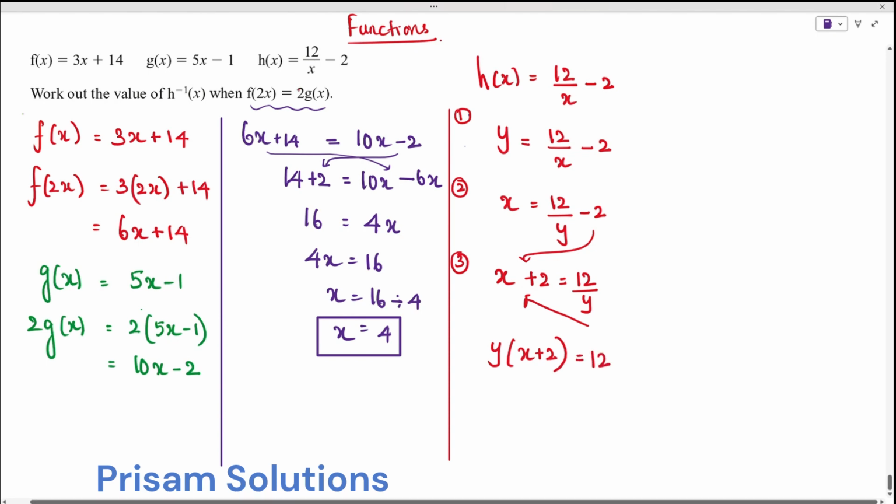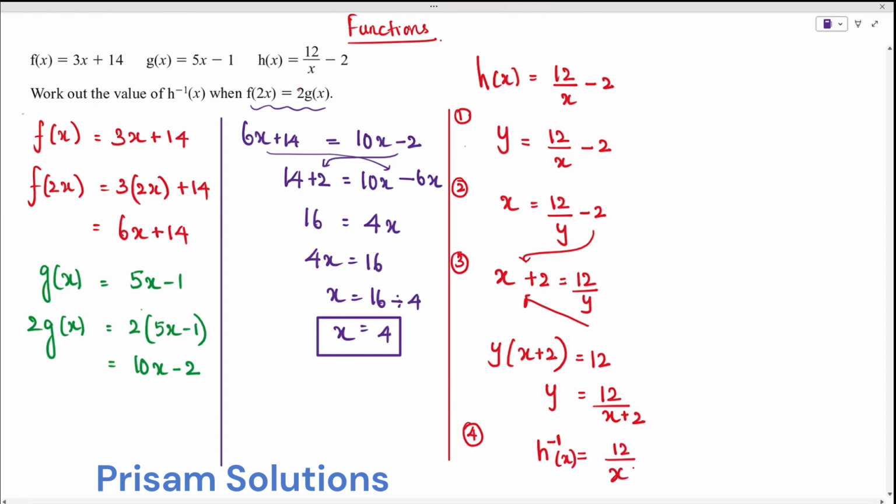So we have y times x plus 2 is equal to 12, and now we divide both sides by x plus 2, so we move it to the right hand side, so we're left with y is equal to 12 over x plus 2. And now for our final step, we replace our y with our inverse function. So in this case it's h inverse of x, which is equal to 12 over x plus 2.